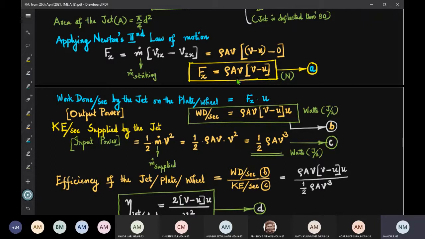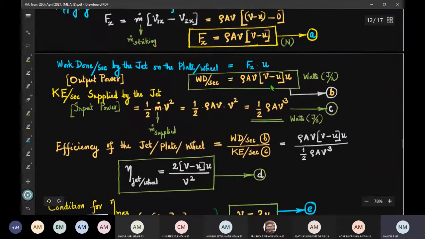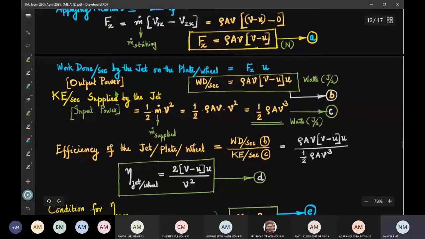So instead of rho A into V minus U whole square, which we obtained in the case of a single flat vane, here it is rho A V into V minus U. We have to consider the moving cases only: a single moving flat vane, and here a series of flat vanes mounted on the wheel. The hydrodynamic thrust has increased.